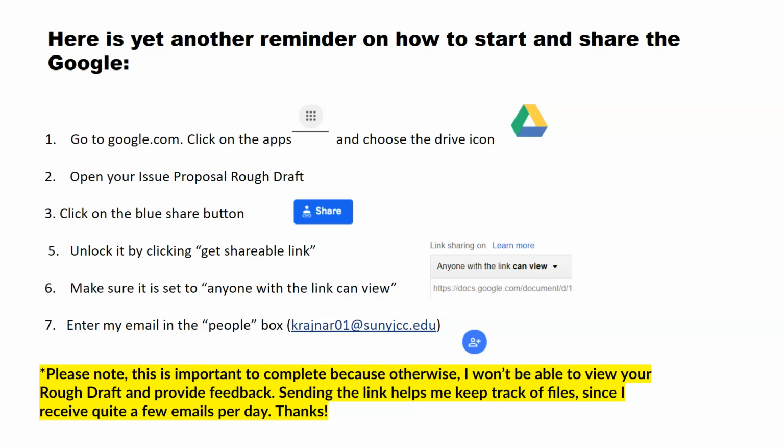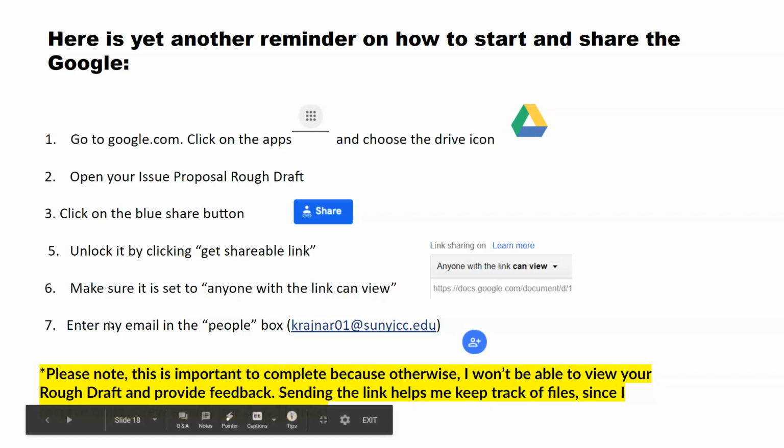So please do make sure that you follow these steps to share your Google Documents. Otherwise, they can get lost in my email inbox and there could be a delay on receiving feedback from me. So this is just an important reminder. Make sure to open your issue proposal rough draft, click on the blue share button, unlock it by clicking Get Shareable Link, and make sure to set it to anyone with the link can view, and to enter my email in the people box. What that does is it sends a notification directly to my email inbox, and then I am able to see your file.